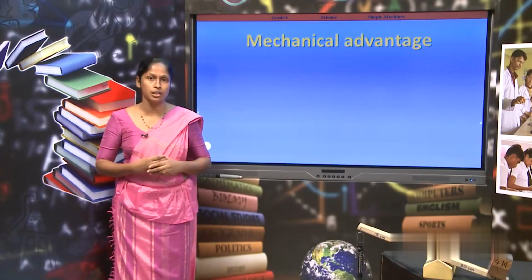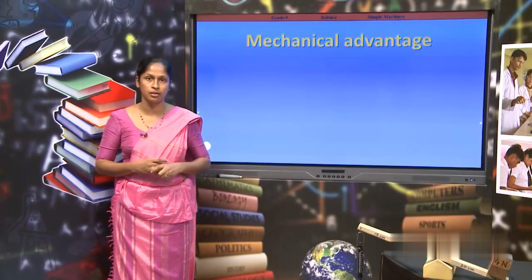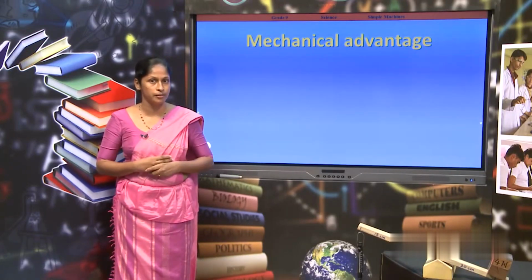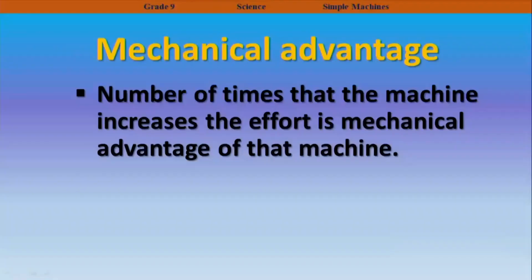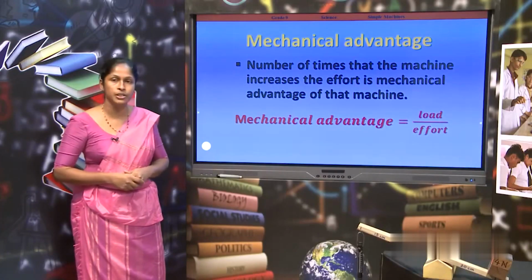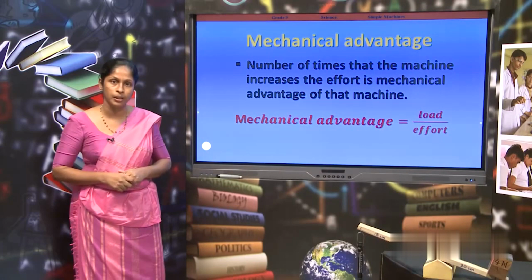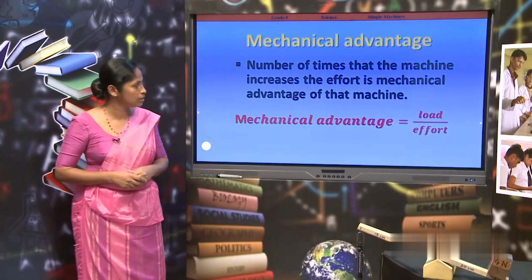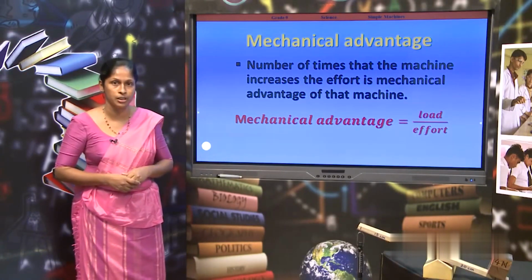Earlier I told you a machine can increase the force that we exert. How much can a machine increase the force? That can be calculated. That is called mechanical advantage. Mechanical advantage is defined as the number of times the machine increases the force that we exert. It can be calculated using this equation: mechanical advantage equals load divided by effort.